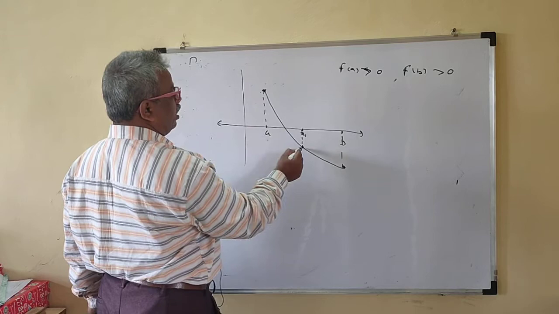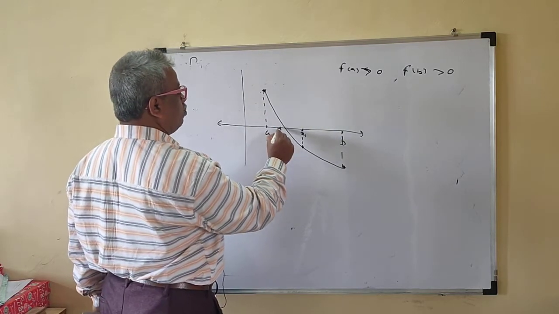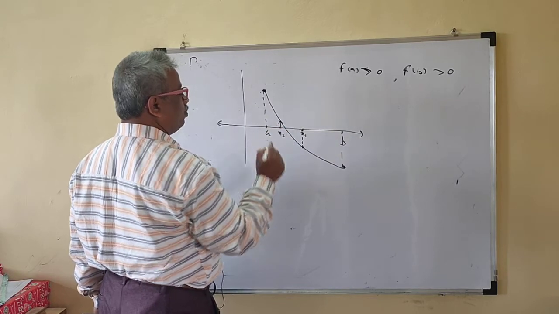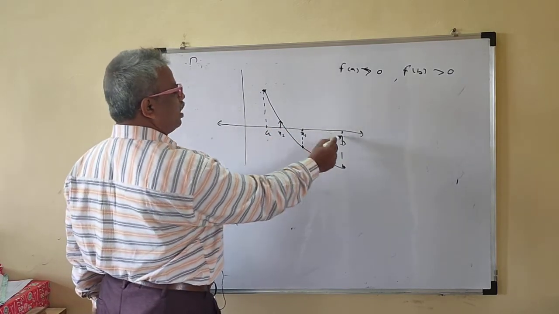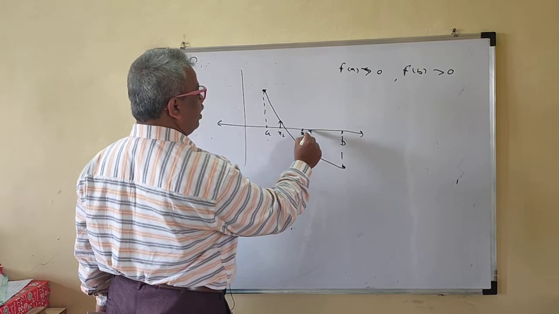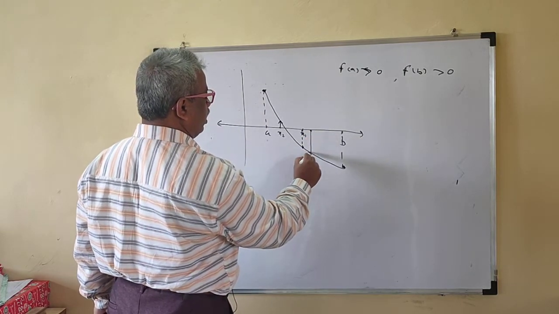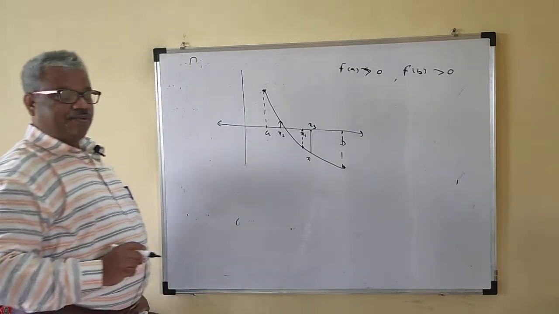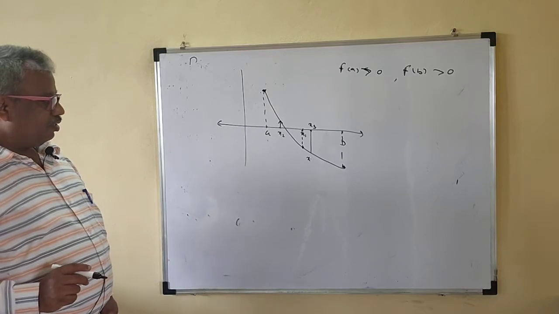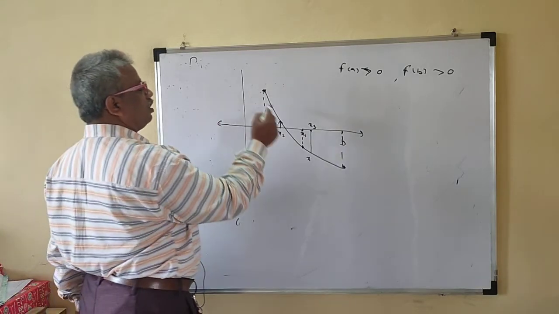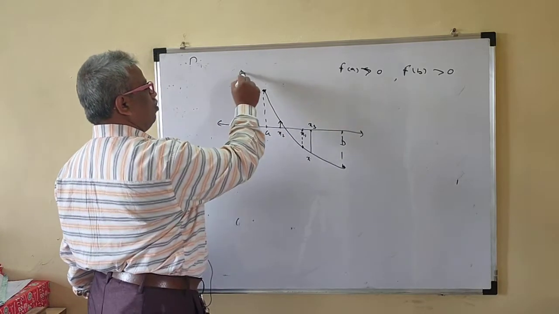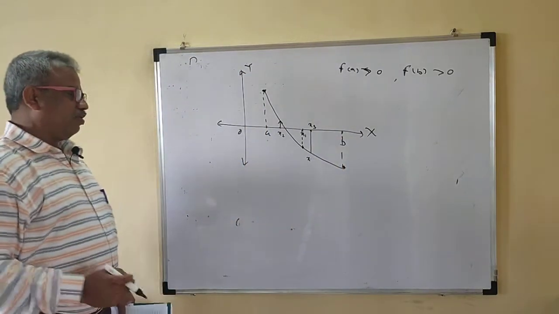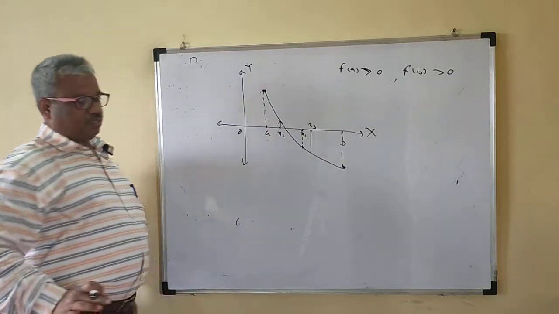The middle one, suppose this is your x2. Then this is positive, so the root lies between these. Then you take the middle of this as x3. Then f of x3 is negative, and this is positive, so your root lies between this and this. This is your y-axis, this is your x-axis. In this way, you can judge the root of this equation.